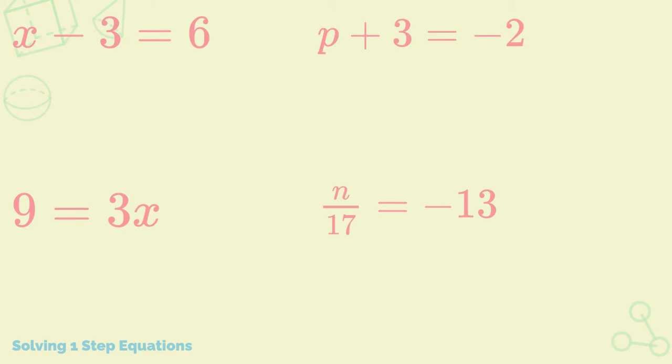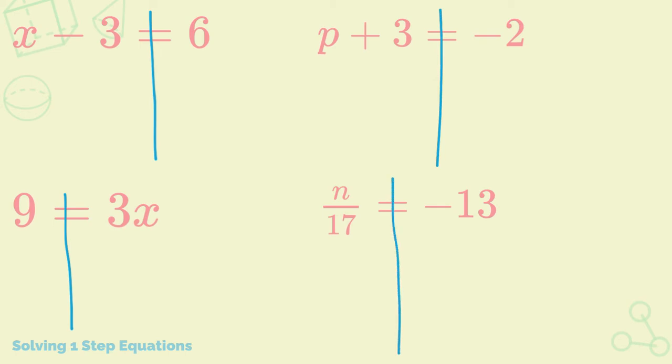When we are solving equations, I usually recommend that students draw a line through all the problems to help them keep track of the left and the right side. So if you do something to the left side of the line, you need to make sure you do it to that right side as well.